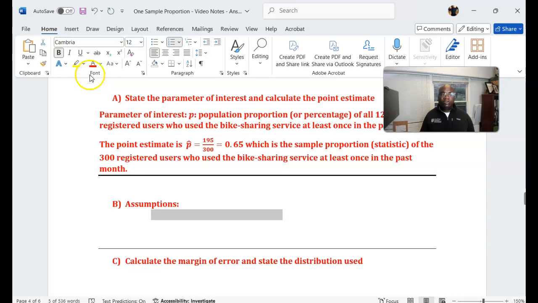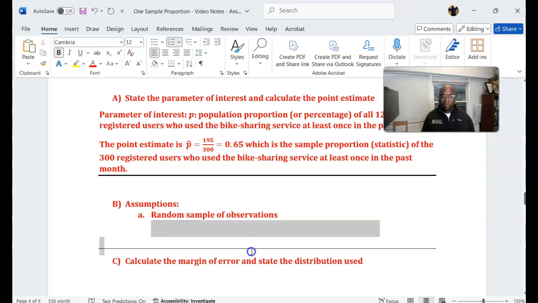Importantly, we need to make sure that it's random. We need to have a random sample. It needs to be random, because if it's not random, we're not necessarily getting a representative representation of the population. Therefore, we should not trust our inference if it's a non-random sample.